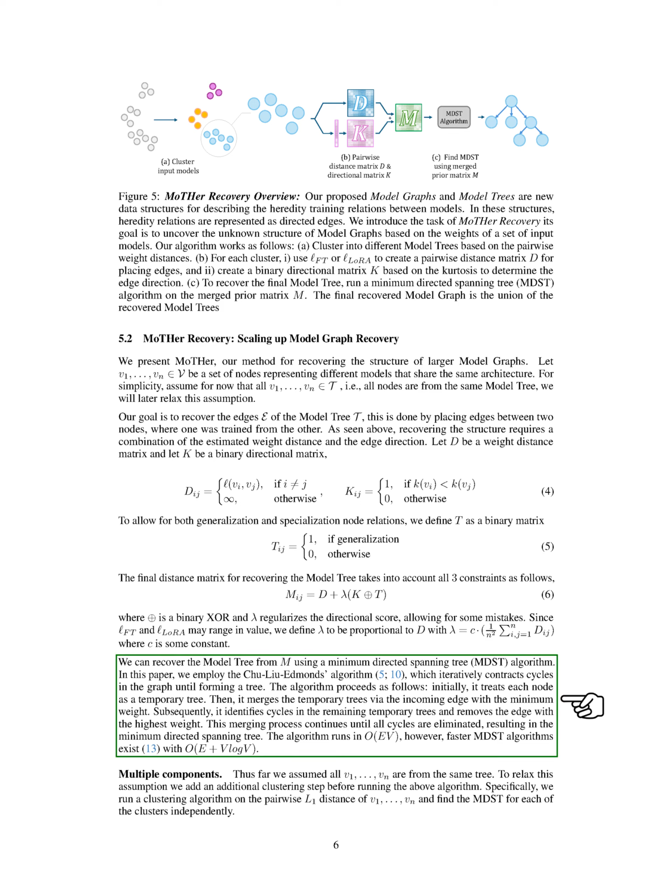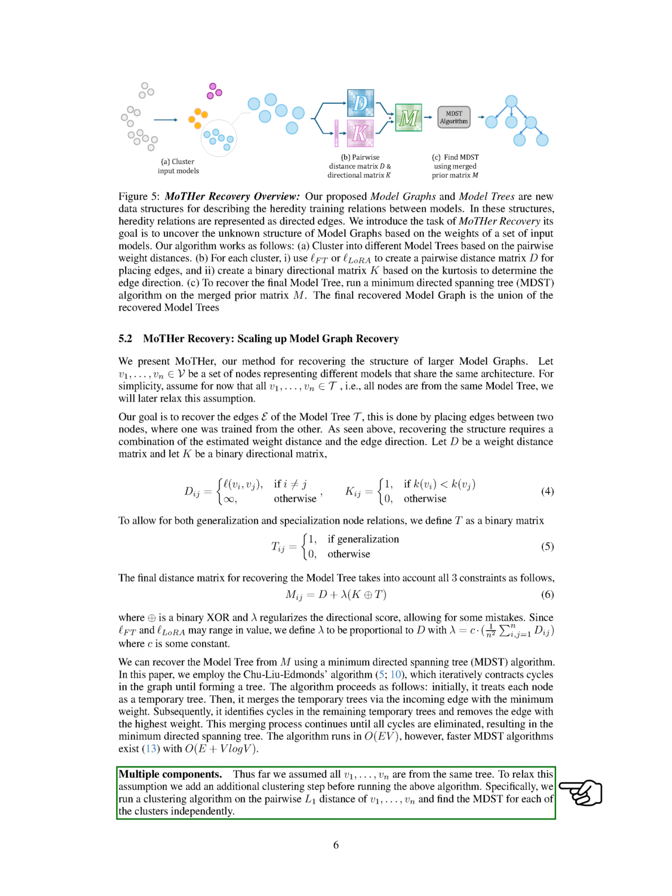Section: Multiple components. In this section, we considered multiple components instead of assuming they all belong to the same tree. To handle this, we introduced a clustering step before applying the algorithm mentioned earlier. This involved running a clustering algorithm on the pairwise distances between the components and then finding the minimum diameter spanning tree, MDST, for each cluster separately.